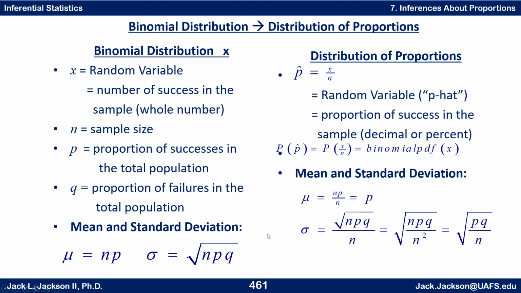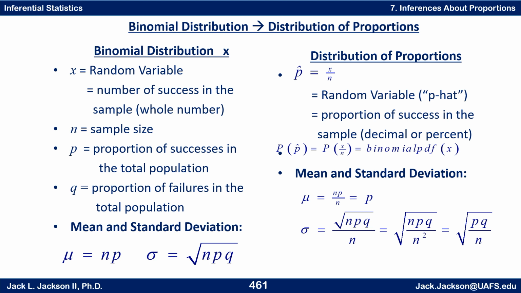Now, one thing we should remember is that a binomial distribution is about the number of successes in a sample, X. But when we deal with the distribution of proportions, we're dealing with p hat, the proportion of successes in the sample, which might be a percentage or a decimal value.